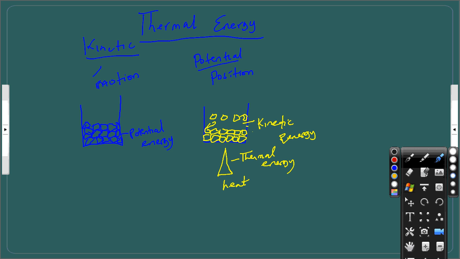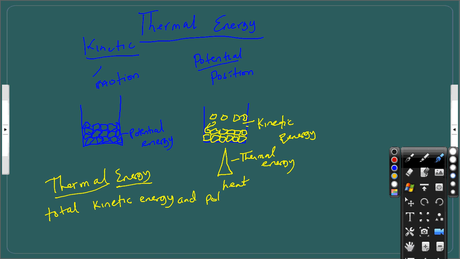And now when we talk about thermal energy, we need to differentiate between what heat is and what thermal energy is. Thermal energy is the energy, or we can say the total kinetic energy and potential energy of the particles in a substance. Now let me use this as an example for you.